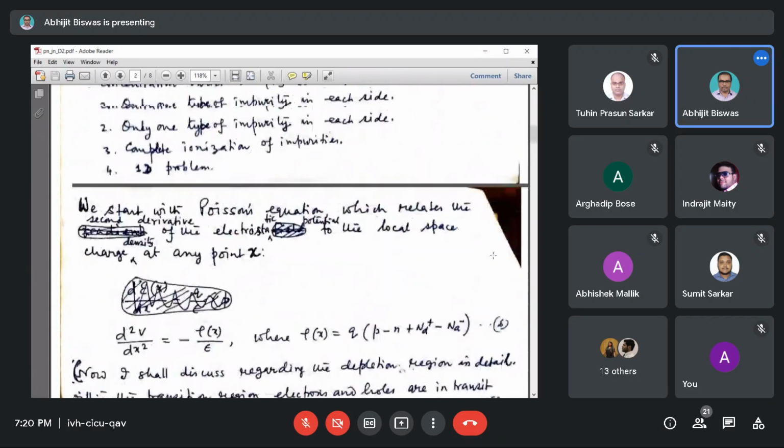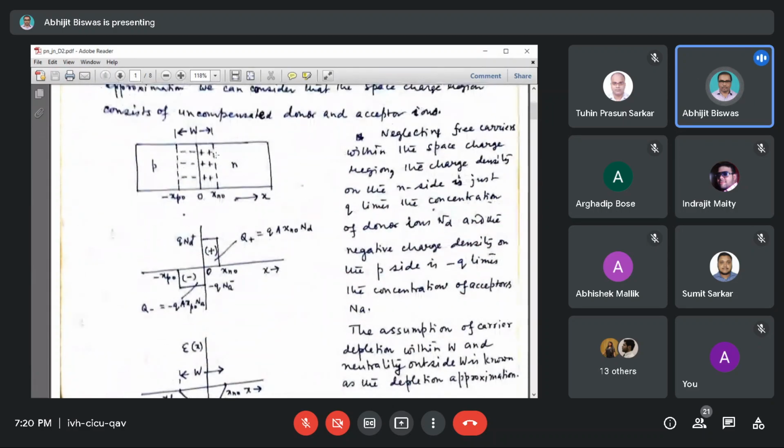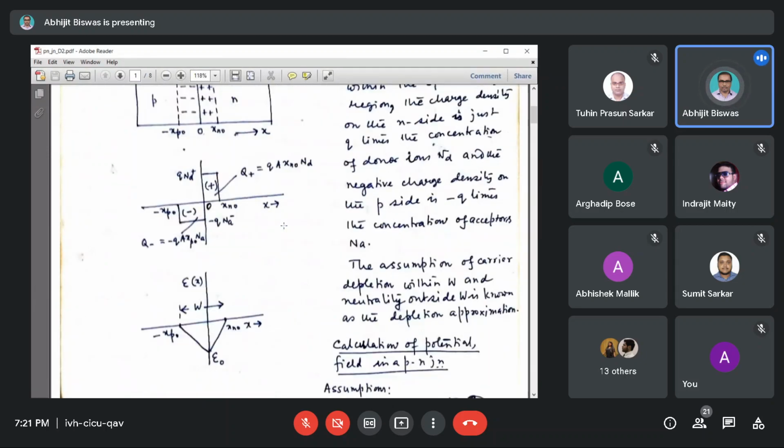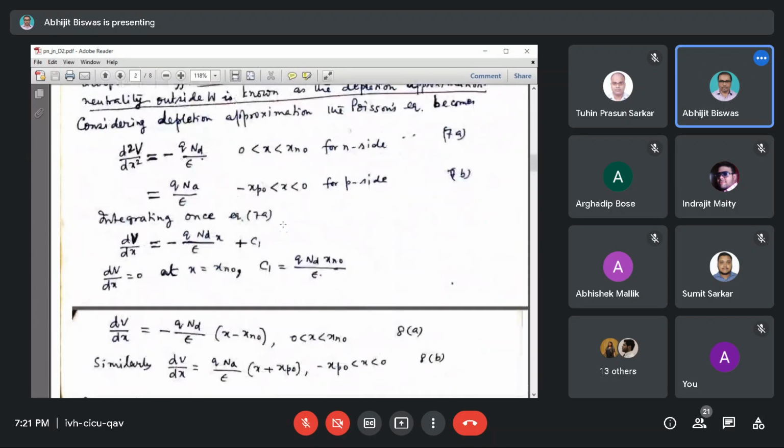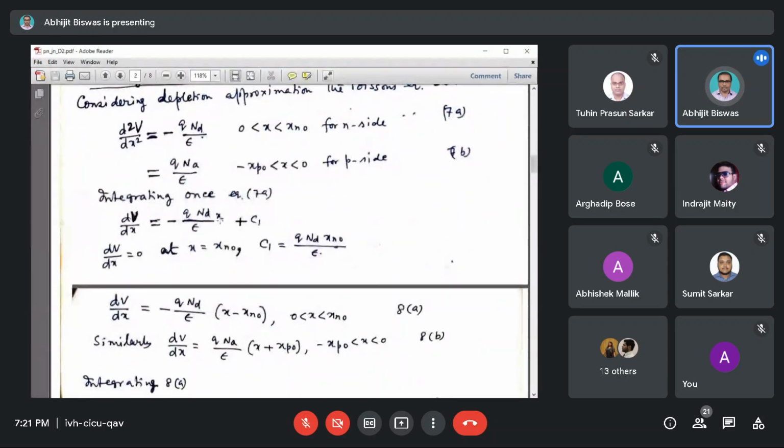You see here the top figure. When x is equal to minus xp0 and x equal to 0, within this region you will find only ionized acceptors. These are negatively charged ions, that is why minus times negative becomes positive. So that is why it is q Na by epsilon. So, is it clear, the formulation of Poisson's equation within the depletion region on both sides of the metallurgical junction?